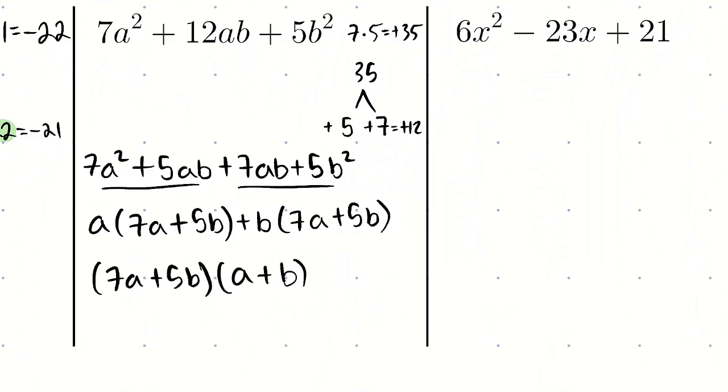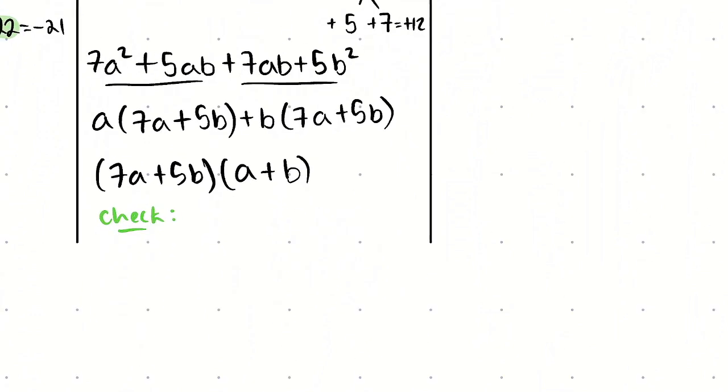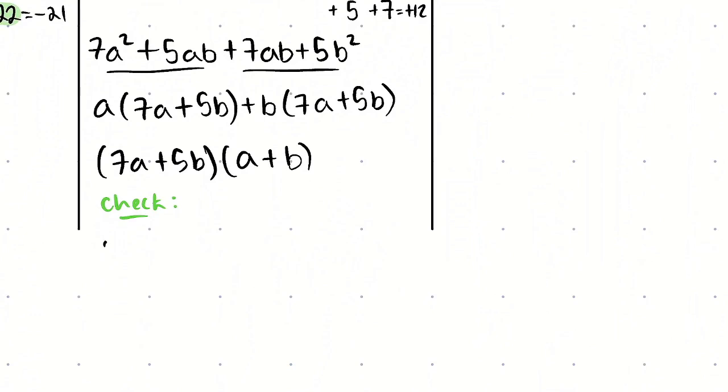All right. So we check by foiling it out and seeing if we end up with what we started with. So check step. So 7a times a, that's 7a squared. 7a times b, that's positive 7ab. 5b times a is positive 5ab. And I'm just putting it in alphabetical order. And positive 5b times positive b is positive 5b squared.